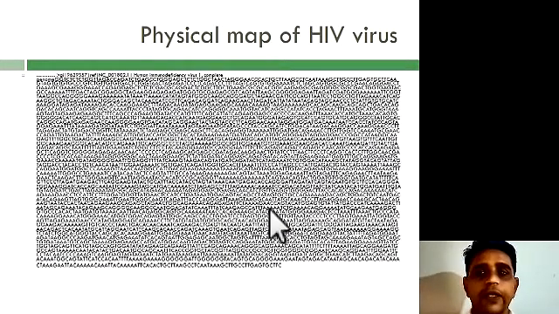We are not able to find out how many genes are there, what is the function of each gene, from where the gene is getting started, and where it is getting ended. So we are not having any biological information to that. So this is known as the physical map of any kind of genome. For example, we have taken the physical map of the HIV virus in this slide.